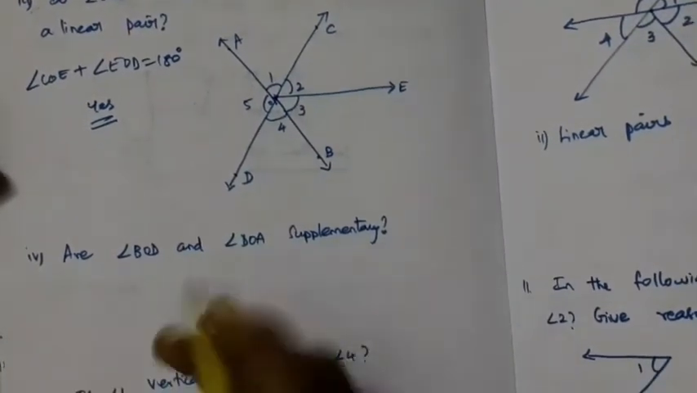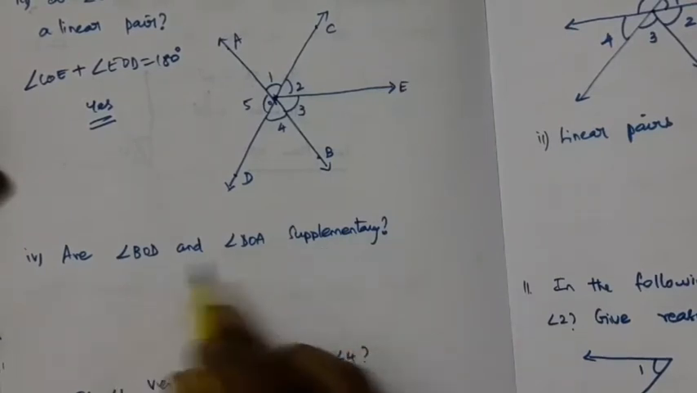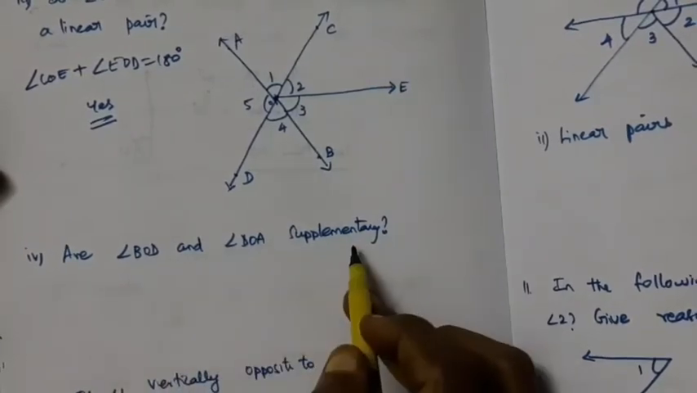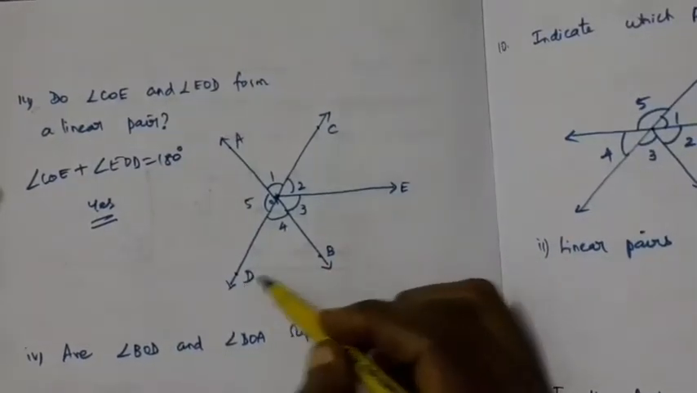The next is, are angles BOD and DOA supplementary? What is supplementary? If you add both the angles, you will get 180 degrees. Then they are supplementary. You should see where BOD is.